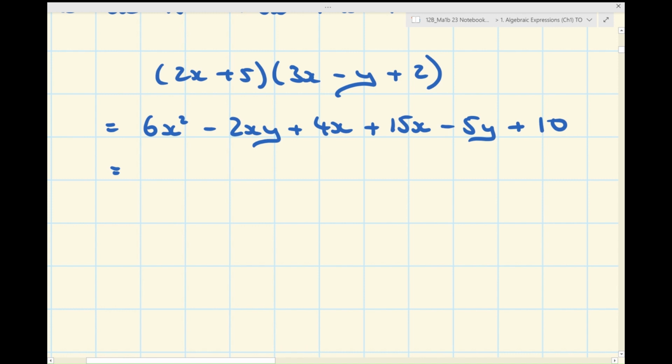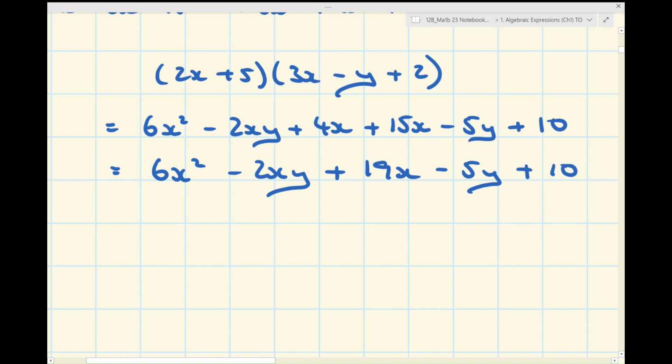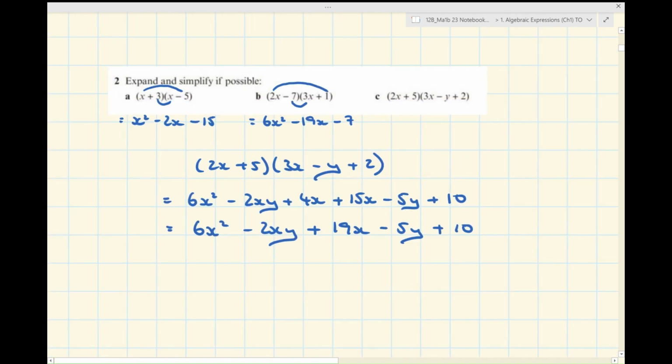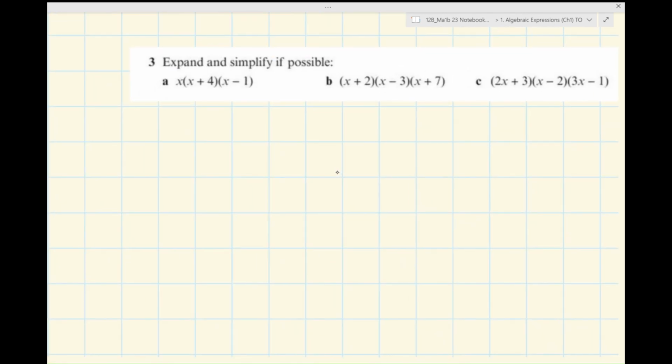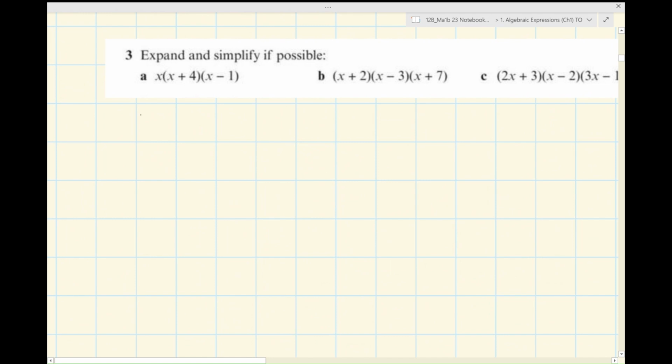And now I'm going to see if I can simplify this. I've got 6x squareds minus 2xy's plus 19x minus 5y plus 10. So that is number 2 done. Right, moving on to number 3. Right, 3a, I'm going to multiply out those second 2 brackets first. It's going to give me x squared. Now I'm going to have minus an x and plus 4x, so plus 3x and minus 4 at the end.